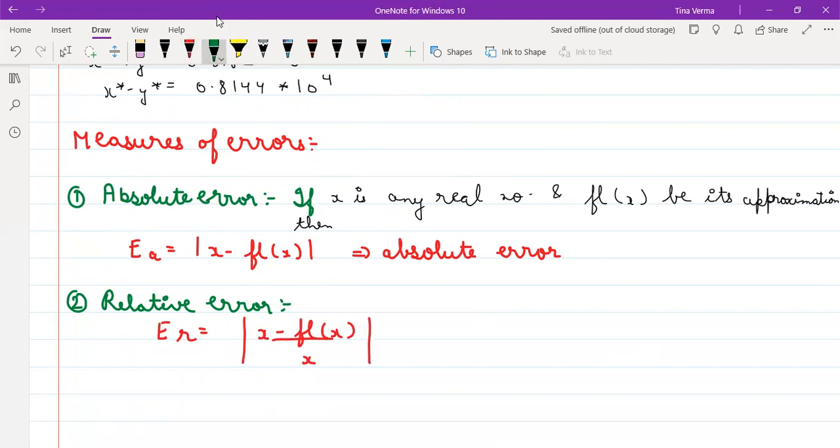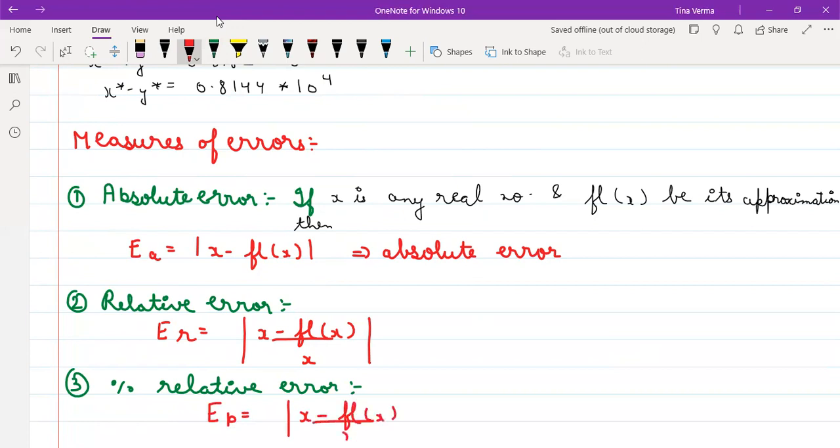Next is your percentage relative error. That we will denote by EP. This is x minus approximation divided by its actual value, into 100. That means this is relative error because we are dealing with the percentage.